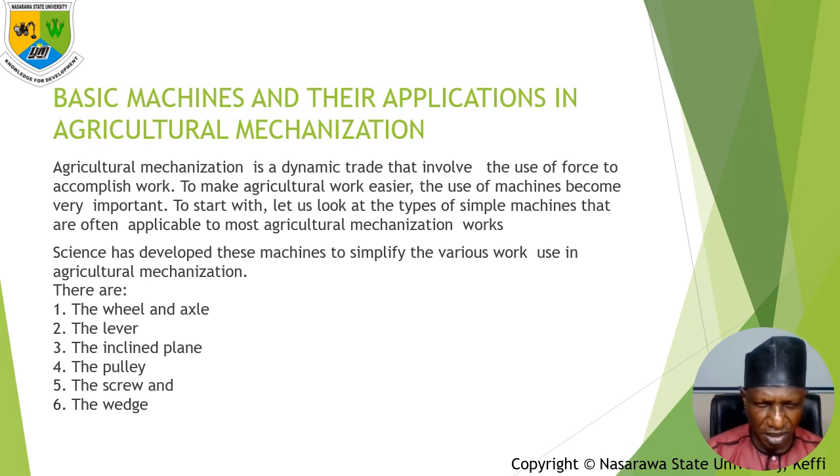Agricultural mechanization is a dynamic trade that involves the use of force to accomplish work. To make agricultural work easier, the use of machines becomes very important. To start with, let us look at the types of simple machines that are often applicable to most agricultural mechanization works. Science has developed these machines to simplify the various work used in agricultural mechanization. And these are the wheel and the axle, the lever, the inclined plane, the pulley, the screw, and the wedge.